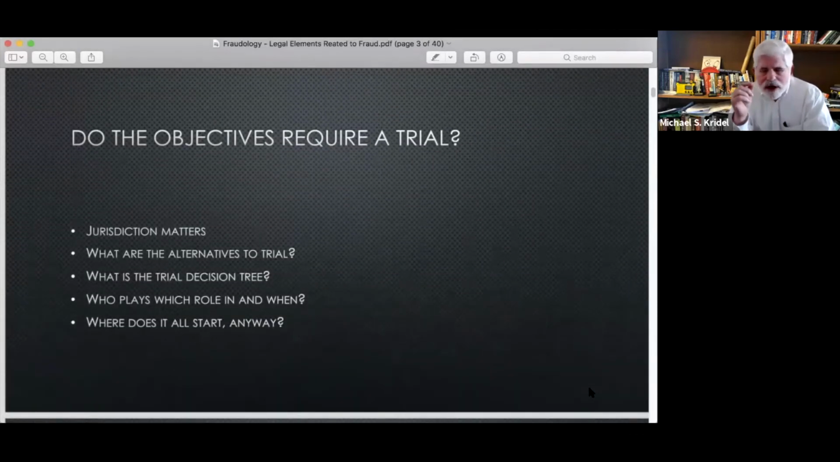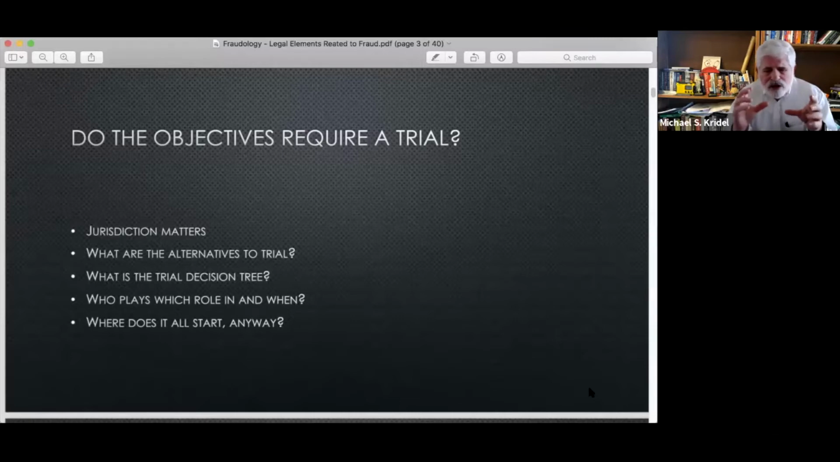Not every investigation requires a trial, but those objectives need to be determined in consultation with the attorney based upon the jurisdiction. In the United States, there are 50 states and 3 or 4 other jurisdictions. Internationally, you have to look at the laws of the jurisdiction where the crime occurred or where the assets are located that you're trying to recover. So jurisdiction matters. What are the alternatives to trial? Alternative dispute resolution, which is mediation or arbitration. Perhaps just settlement discussions, perhaps just recovery.